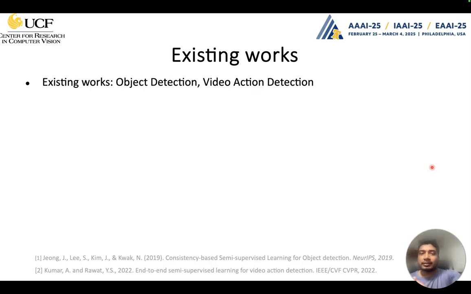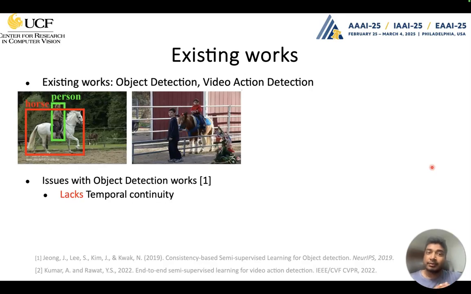Looking into existing works on semi-supervised learning for dense tasks, specifically in the case of images, there have been works on object detection, where the issue is it lacks temporal continuity, so we cannot directly extend it to video, since we need to maintain the temporal coherence of the localization across the frames in the video.